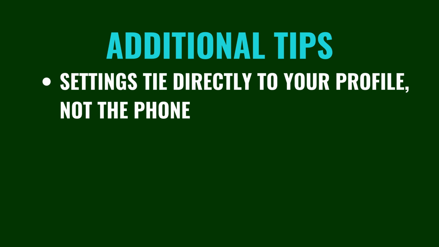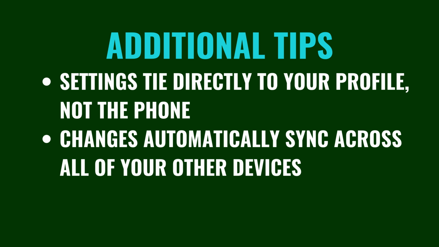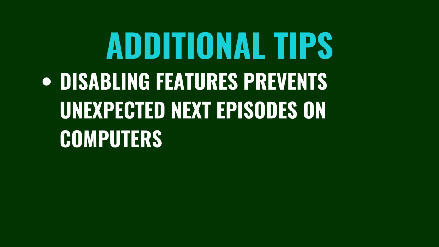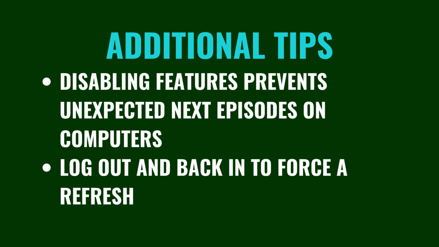As a quick tip, because these settings are tied directly to your individual profile rather than just your Android phone, any changes you make here will automatically sync across all of your other devices. This means that once you toggle these features off in the Android mobile app, you also won't have to deal with annoying autoplay previews or unexpected next episodes when watching Netflix on your smart TV, streaming stick, or computer. If the changes do not seem to take effect immediately on your other devices, simply log out of your Netflix account on that specific device and log back in to force a refresh.